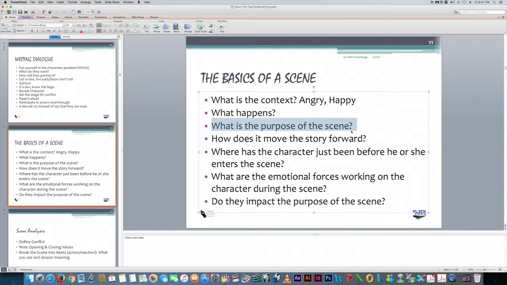So the first thing you consider when you're tackling your scene, or writing your scene for that matter, is why do you need it? What's the purpose of that scene? And how will it move the story forward? Second question, what is the context of your story? What's the context of your scene, sorry?